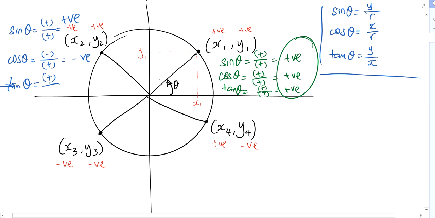Positive over? Over? Negative. So it is negative. Okay, now let me highlight. I am now going to highlight all the positive ones. Positive, positive, positive. So sine, cosine, tangent.